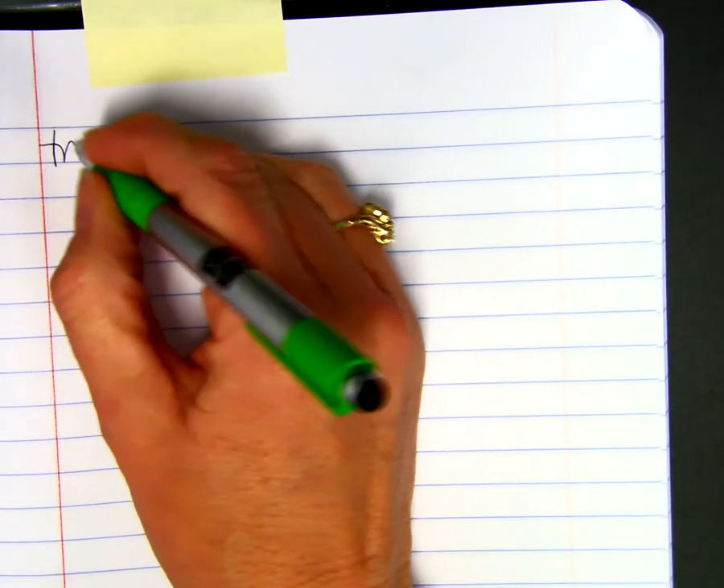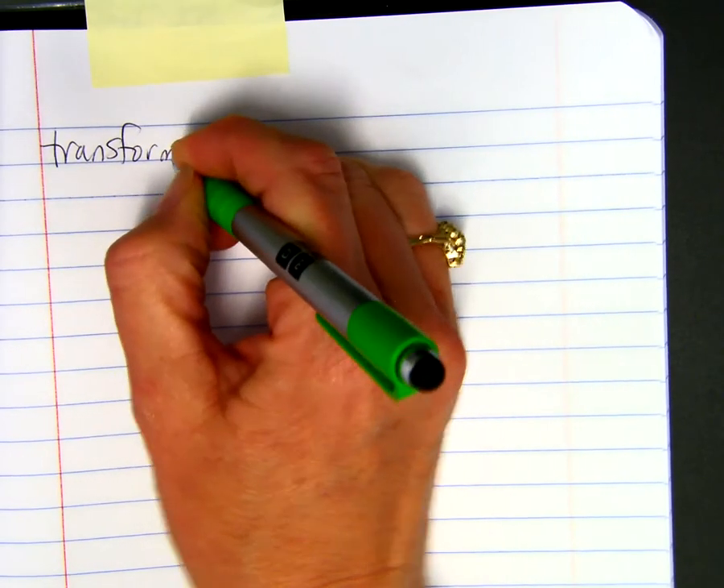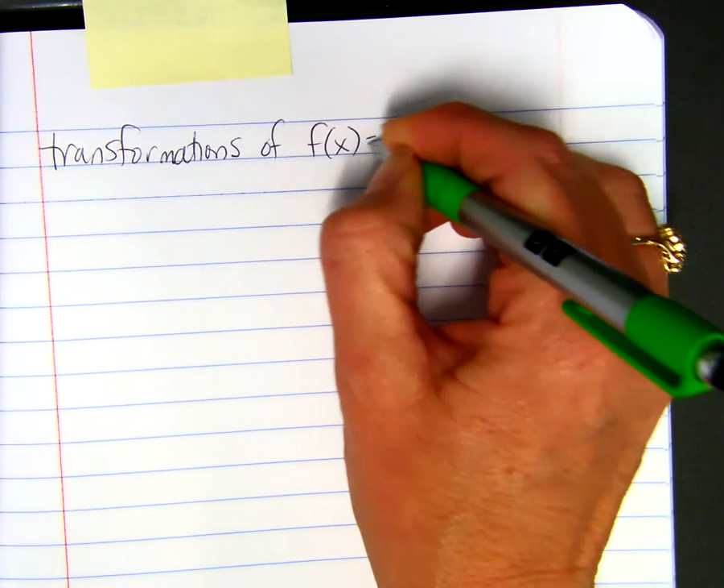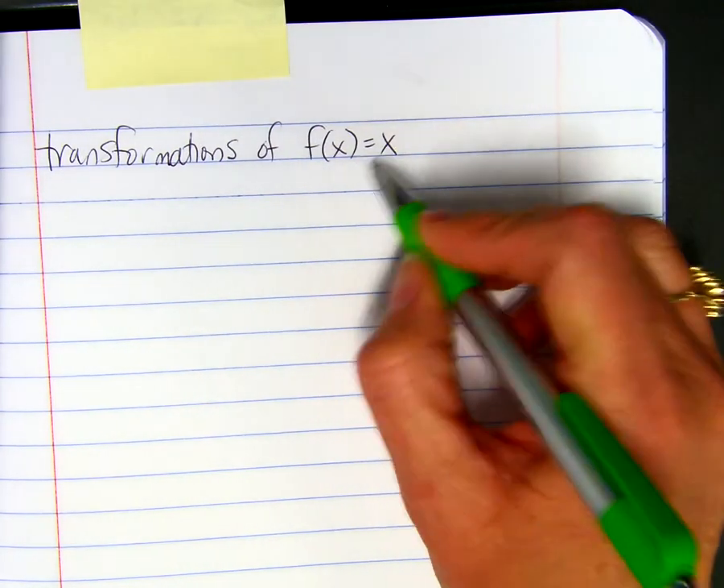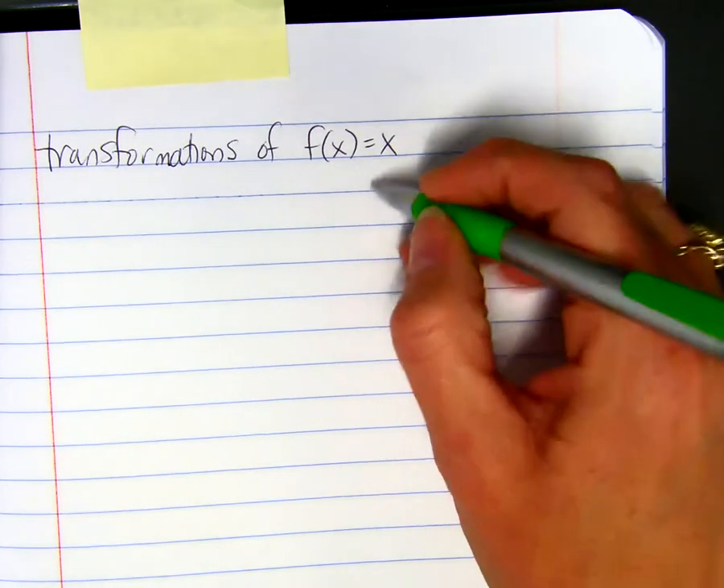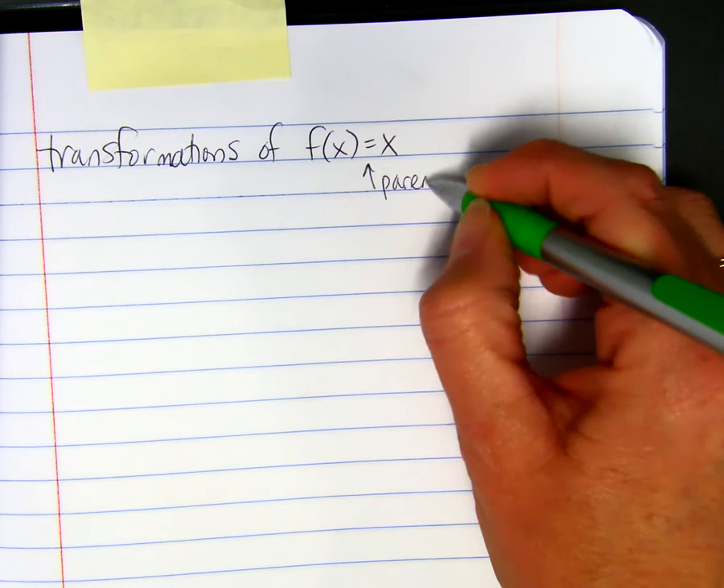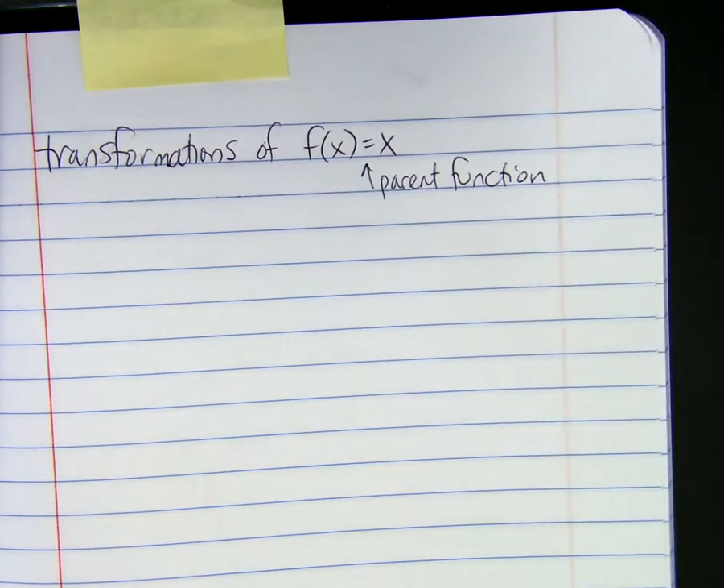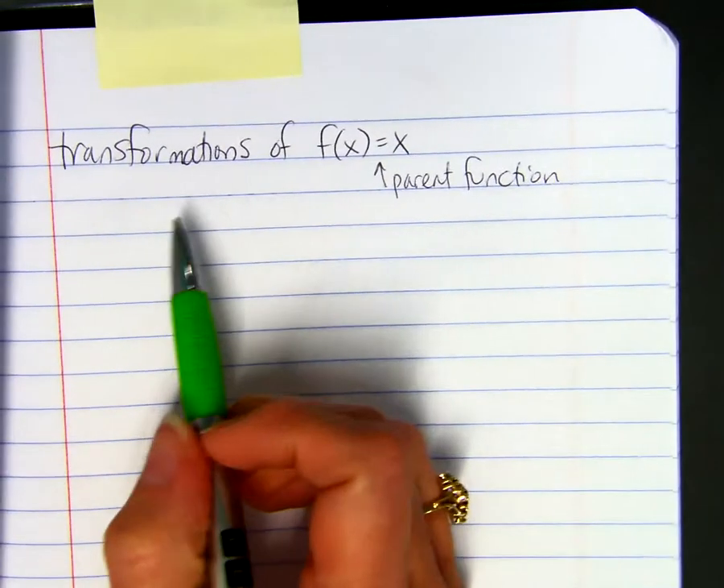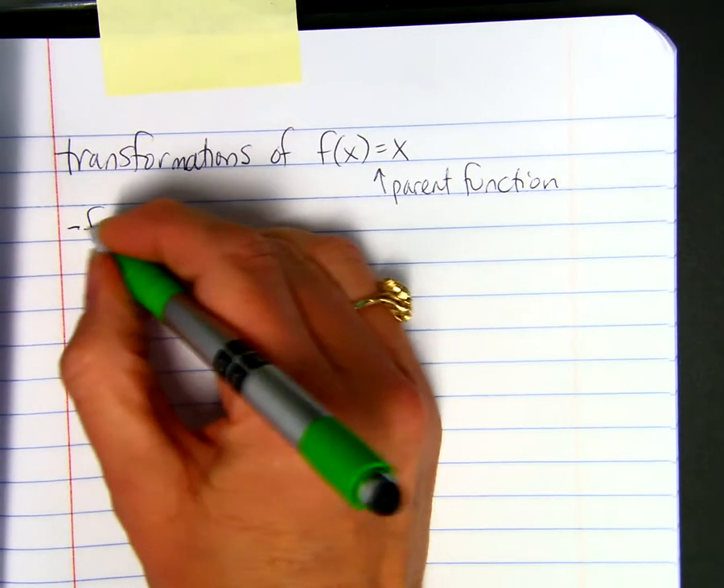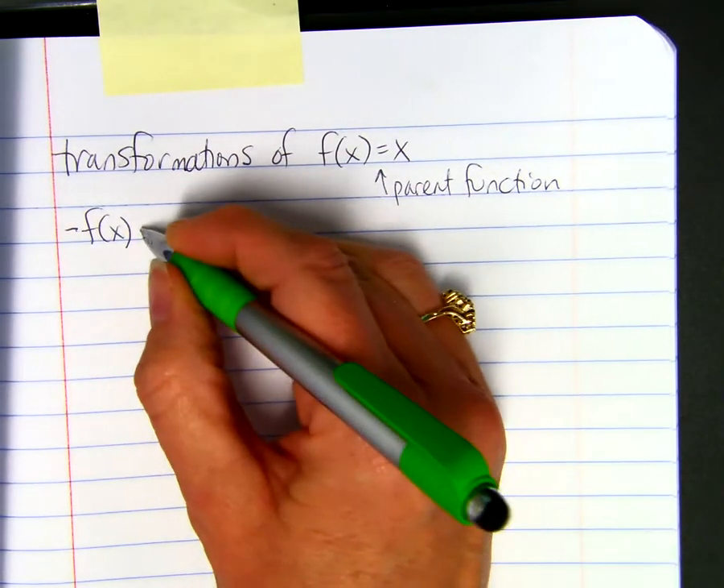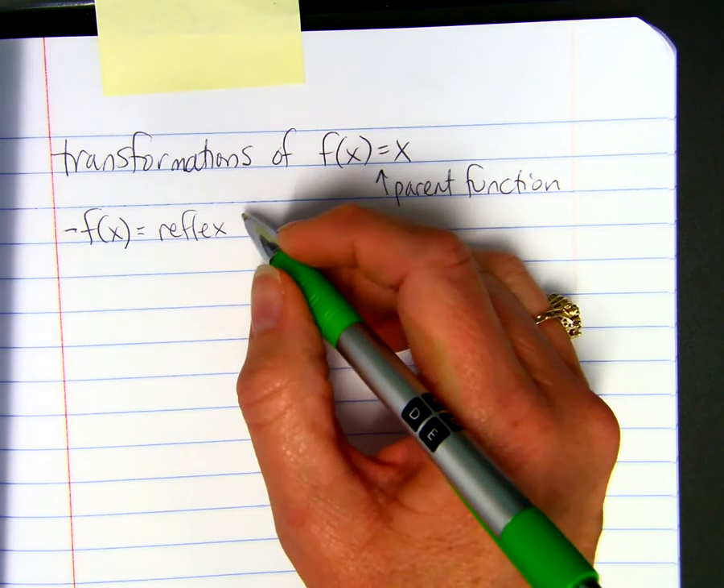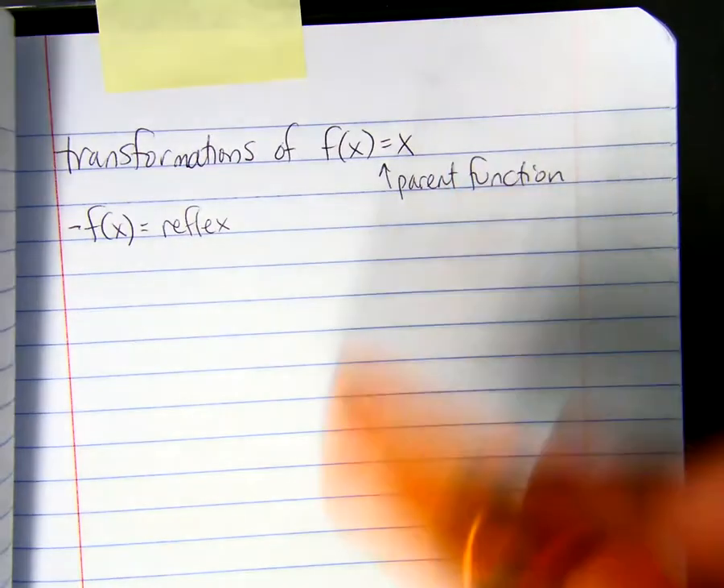So we are going to talk about transformations of f of x equals x. This equation of a line is called the parent function. It goes through the origin and has a slope of 1. So if we take the negative of the function, then it's a reflection in the x-axis. Whoops, that should be a C.